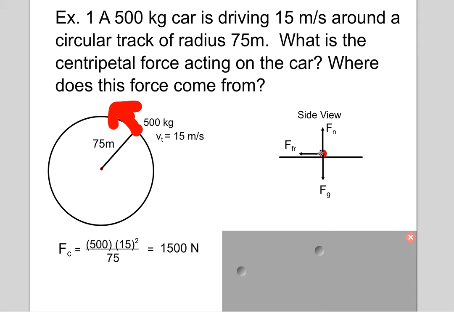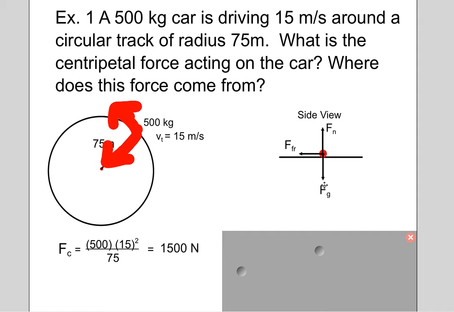Because the friction between the tires and the road is pushing it to the left. So in this situation, the friction force would be pushing inward. That's what's creating the centripetal force: friction. Notice my diagram doesn't have anything in it that says centripetal force. But by analyzing it, I can figure out that the only force that could possibly be providing the centripetal force is the friction. Gravity's not going in the proper direction.